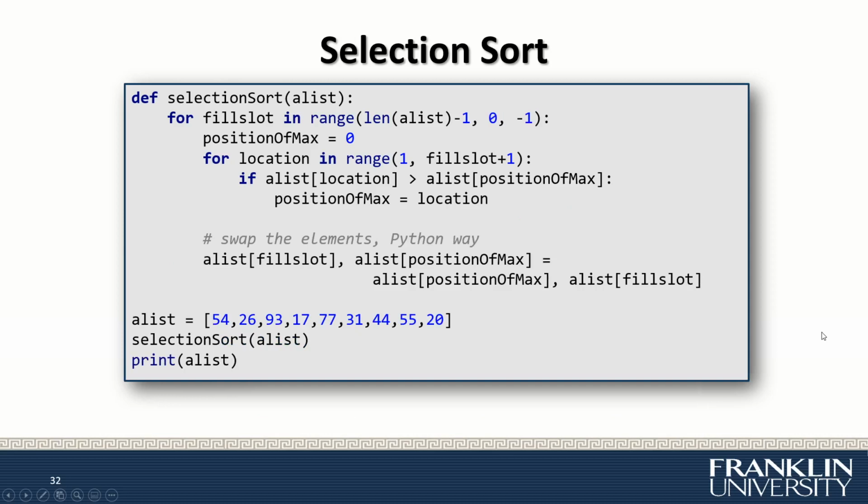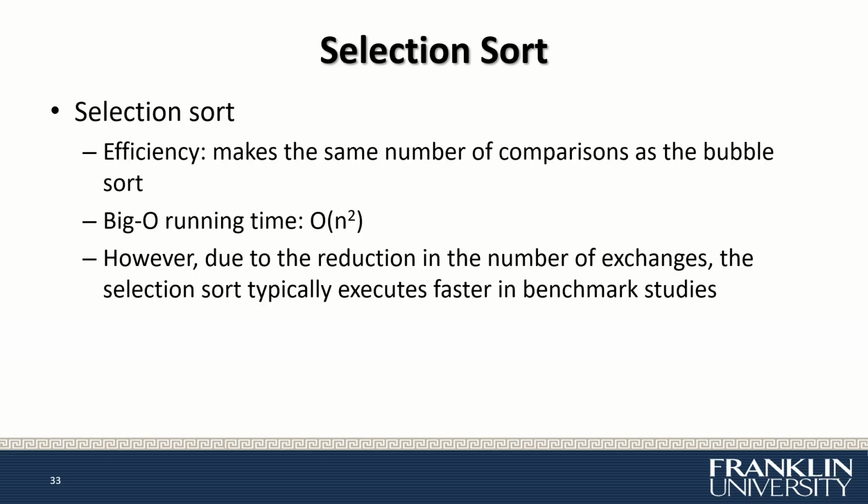For the swapping, you can also use the Python way, using a tuple to swap the elements. Instead of 3 lines, there's only a one-liner. It just makes it a little bit shorter. I call it a Python way.